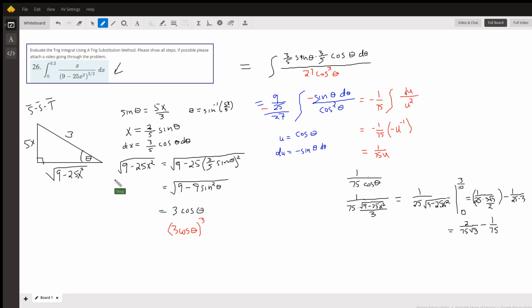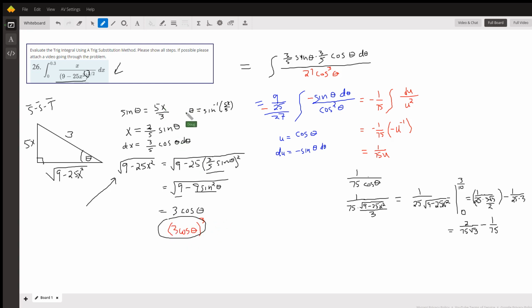And here's where the trig substitution starts to work. We eliminate the radical. So 9 minus 25 times x squared gives us this. We can factor out a 9, and 1 minus sine squared is cosine squared, so the square root is 3 cosine theta. Now remember, that's just the square root. This is raised to the 3/2 power, so in the end we'll be cubing this when we do the theta substitution. So this is the denominator.